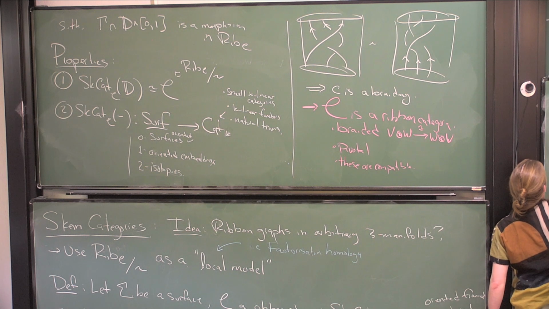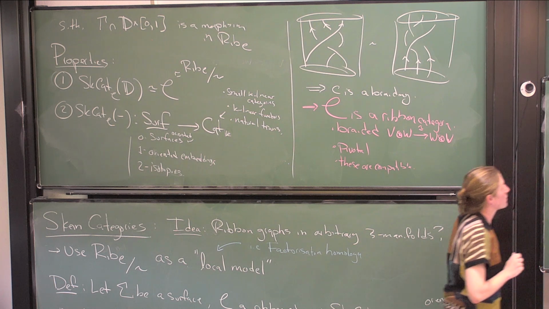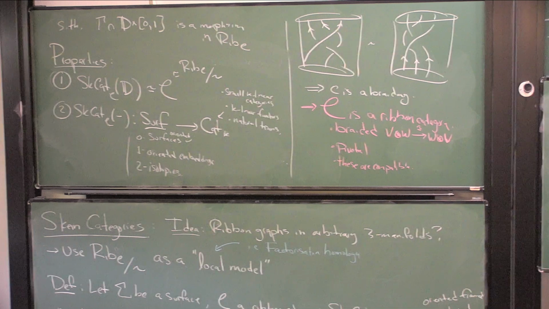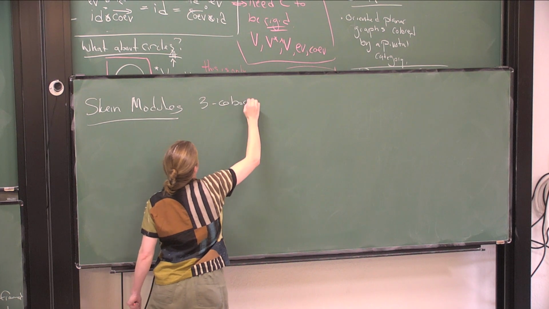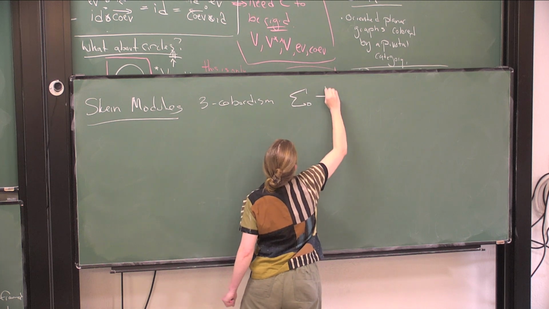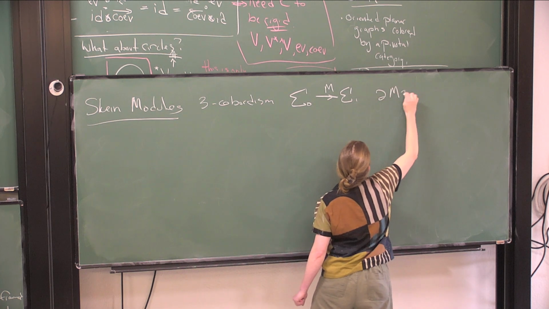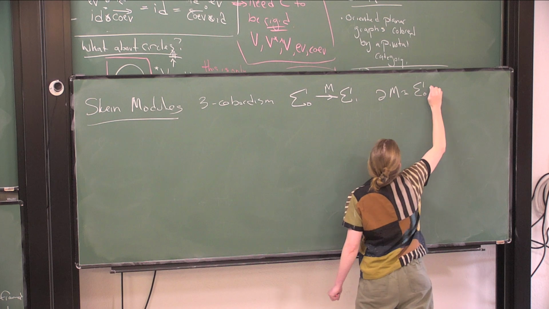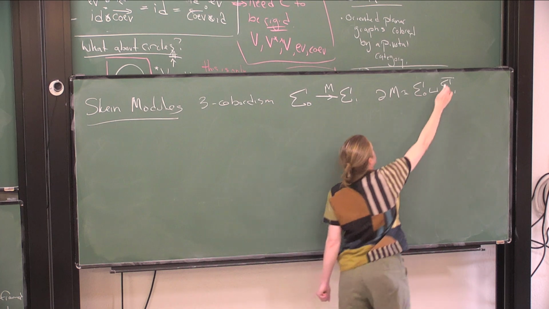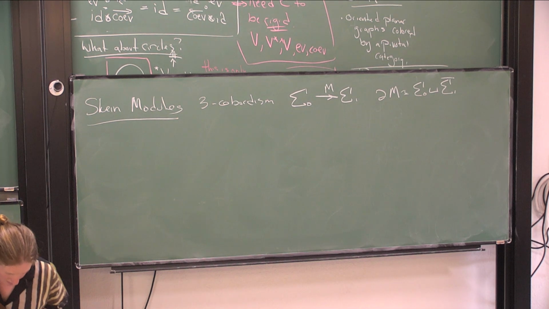Let me talk about Skein modules. And this is where we'll end. So here, when we talk about a Skein module, I think about a free cobordism. I'll say sigma 0, M, sigma 1. This is an oriented cobordism, so I have some three manifold and an identification of its boundary like this. So I'm reducing the orientation.